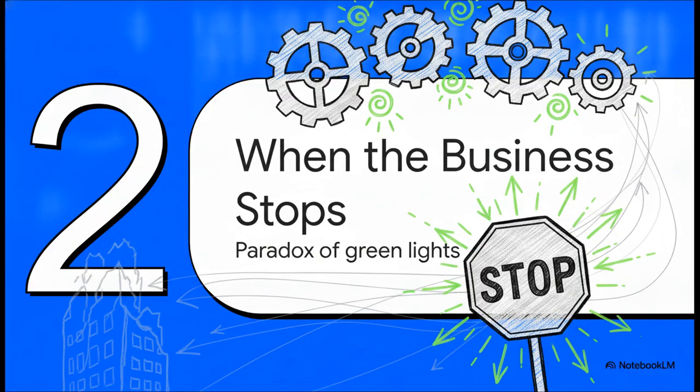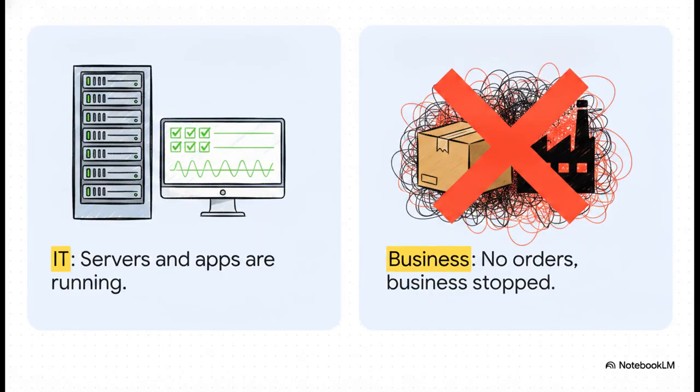Which brings us to Section 2, when the business stops, the paradox of green lights. Let's picture an incredibly common yet frustrating scenario. Imagine 2 totally different realities happening inside the exact same building. From the IT perspective, the dashboards are glowing green. The servers are available, the network is humming along, applications are running flawlessly, and employees are logging in without a hitch. Everything looks perfect. Yet, down in the business reality, value creation has completely halted.